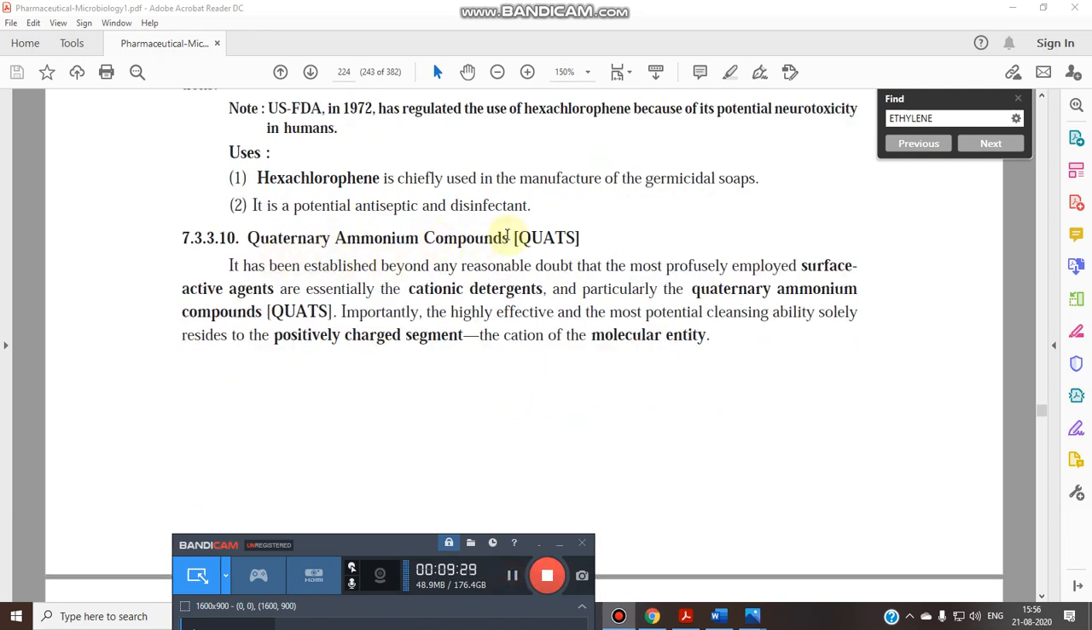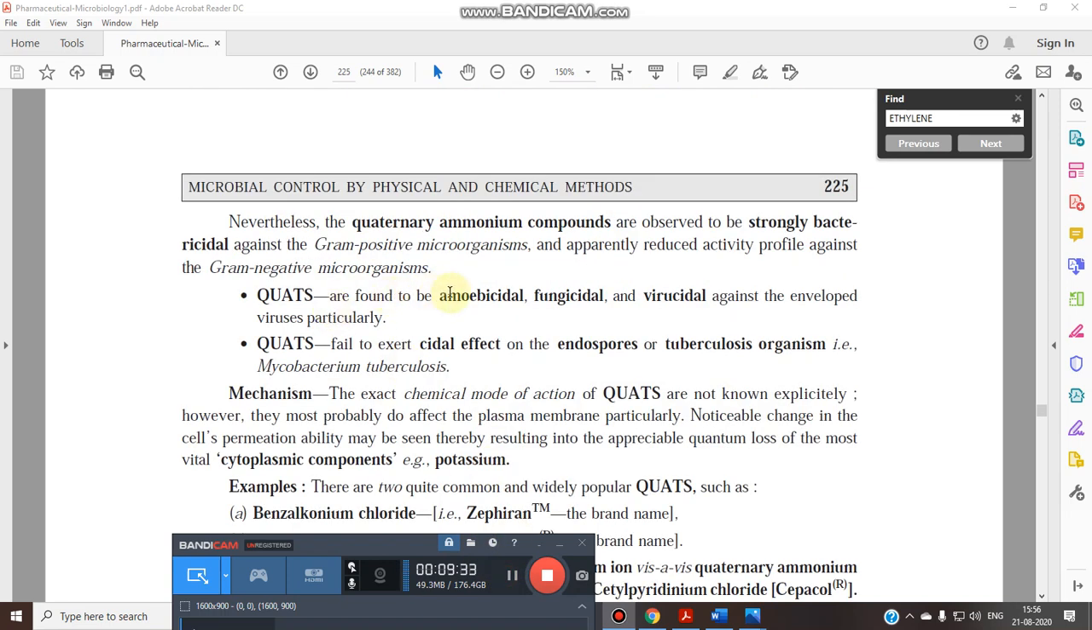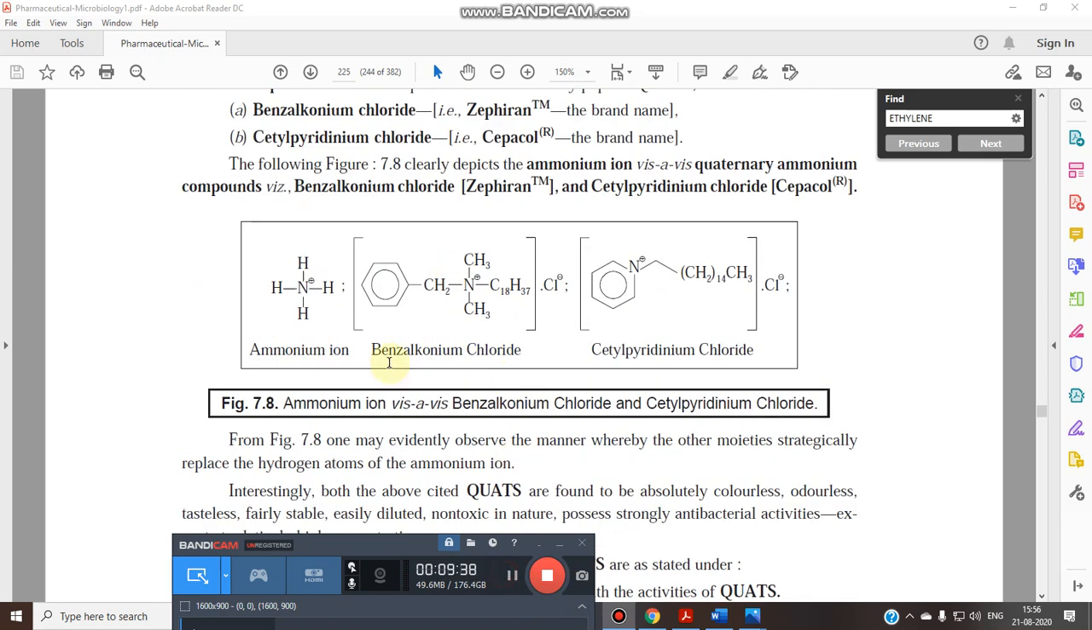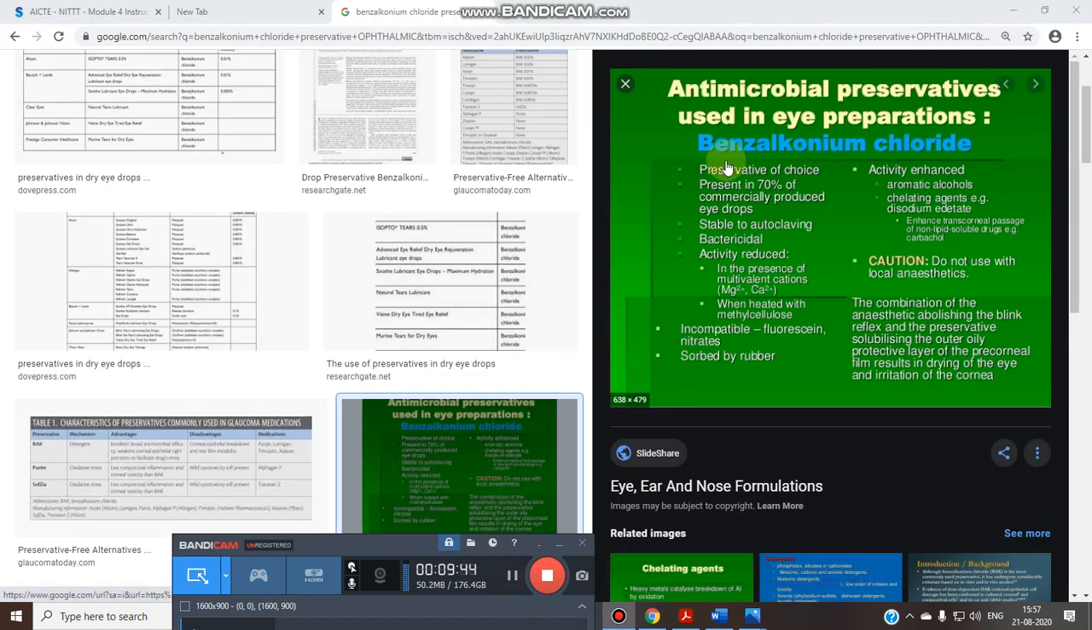So there is another category, that is quaternary ammonium compounds, or quats. Yes, quats have bactericidal, fungicidal and also virucidal properties. Examples include benzalkonium chloride. Please remember this, it is very important. See, this benzalkonium chloride is used as an antimicrobial preservative in ophthalmic preparations.